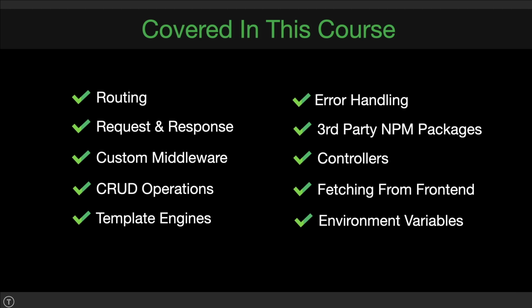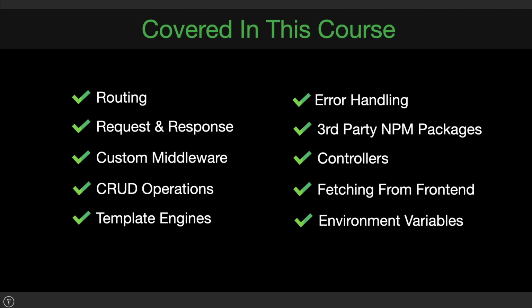We're going to look at CRUD operations, so create, read, update, and delete. We're basically going to create a full CRUD API. At the end, we'll look at template engines. We're going to use EJS, which is embedded JavaScript, because you can render HTML pages directly from your server as well. It doesn't have to be JSON data. We're going to look at error handling, creating custom error handling middleware, third-party NPM packages, and controllers.